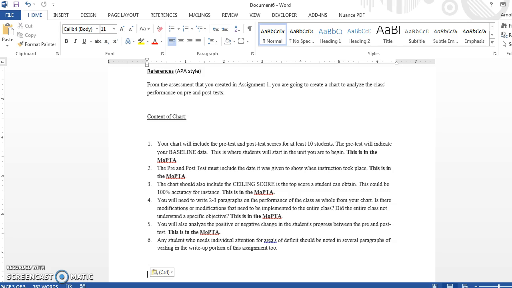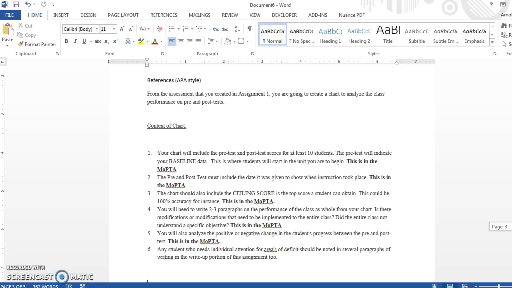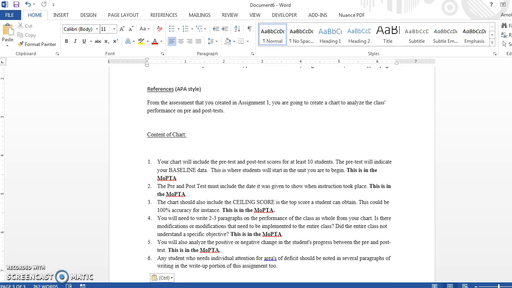Number 6, any student who needs individualized attention for areas of deficit should be noted in several paragraphs. I would choose at least 2 students who have some sort of need that needs to be met. It can be a high student, it can be a low student. You might have a gifted student. That is actually also what we would consider a child who would need an accommodation, because they fall under that same umbrella. So it doesn't always have to be a child who is struggling in the lower part of it. All right, I hope this kind of helps explain a little bit about what to do for the assignment.